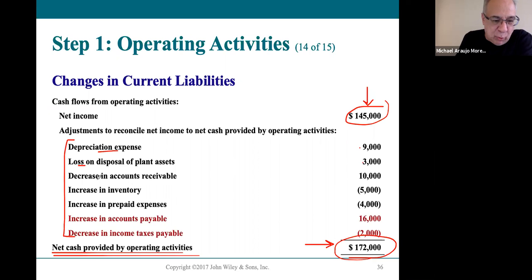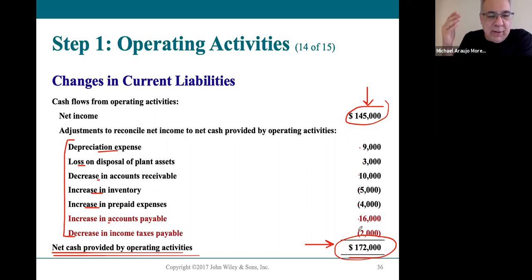Okay, you collected more in receivables, that means you have more cash coming in. You spent more in inventory, that means you have more cash going out. You had more supplies or prepaid insurance, that means you had cash going out. You have higher accounts payable, that means you didn't pay your bill today, that means you have cash staying in. And you paid down the income taxes payable, that means you had cash going out.